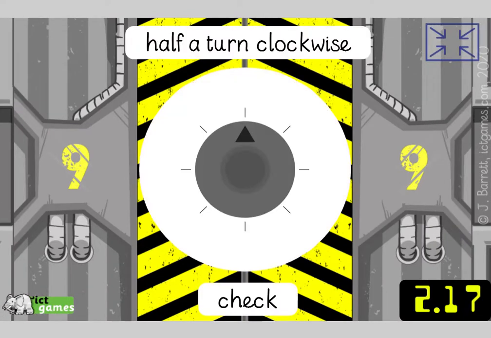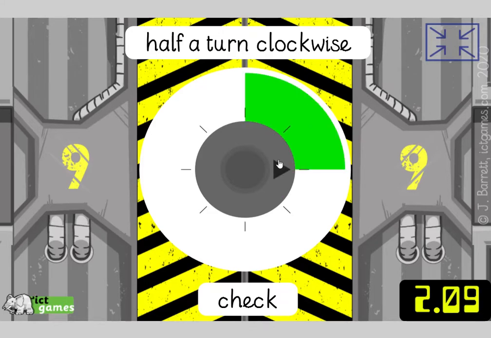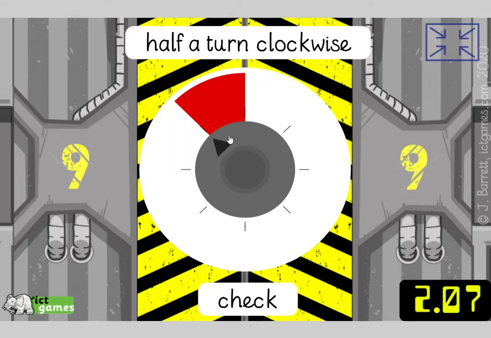Turn that sound just a little bit down because it's probably quite loud for you. Half a turn clockwise. So now I'm going clockwise, which means I'm going this way. Anti-clockwise is this way. That red doesn't mean it's wrong. It's just to show it's anti-clockwise.